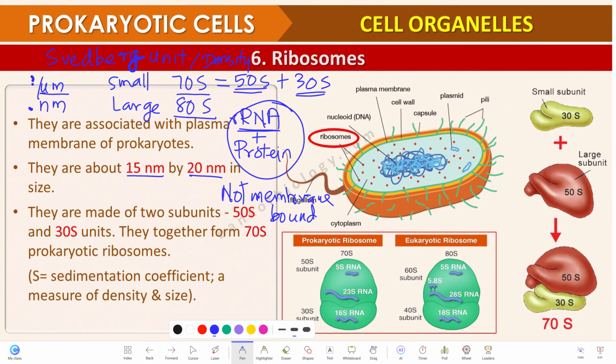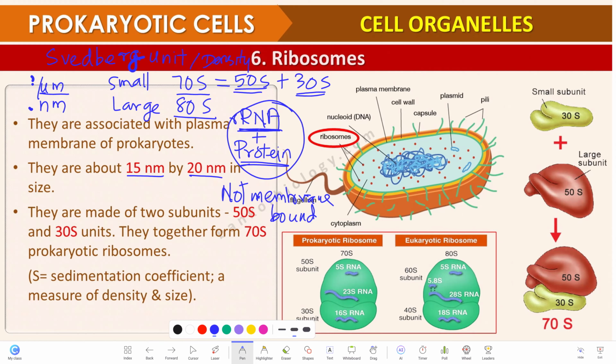Okay, and what is this made up of? Just RNA and protein. It's made up of RNA and protein. And what's the size of this? It's called 70S. It's made up of 50S, the large subunit, and 30S, the small subunit. Okay. And what's the function? Protein synthesis.